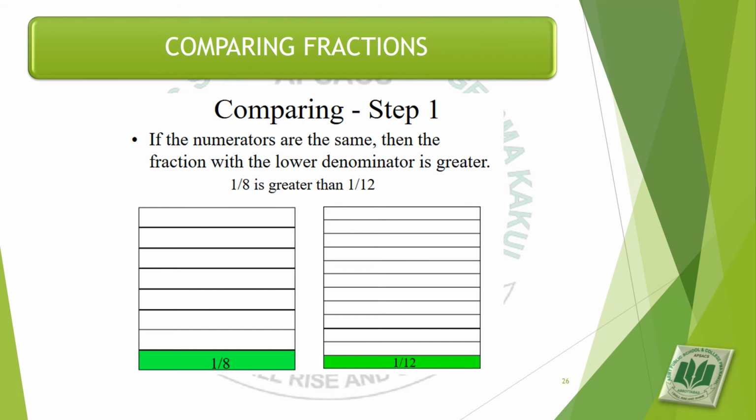If the numerators are the same, then the fraction with the lower denominator is greater. For example, we have two fractions. The first is 1 by 8 and the second is 1 by 12. Now you can see here that the numerator in both fractions is 1 and the denominator is 8 and this is 12. So 8 is less than 12. So the fraction 1 by 8 is greater than 1 by 12.